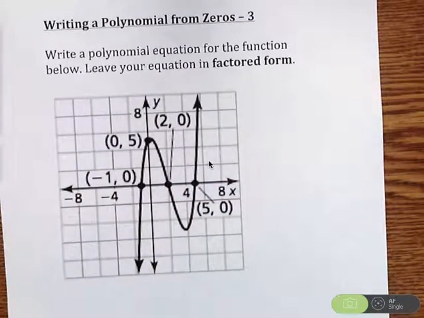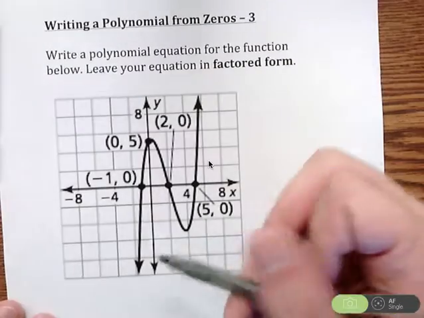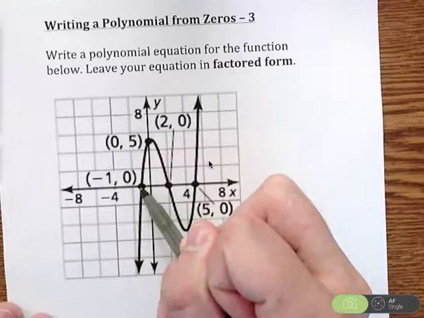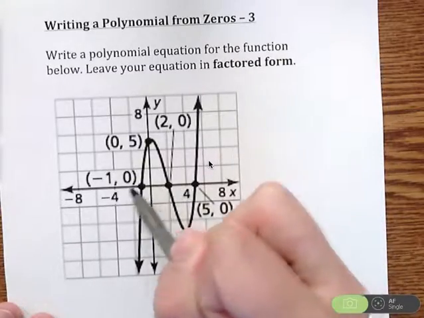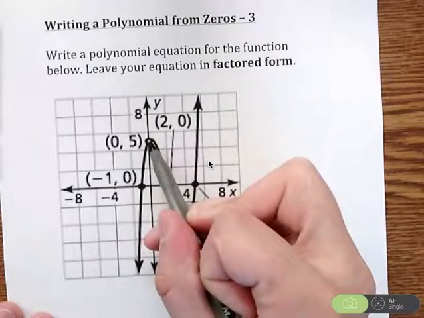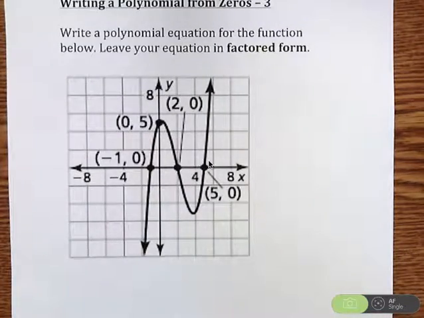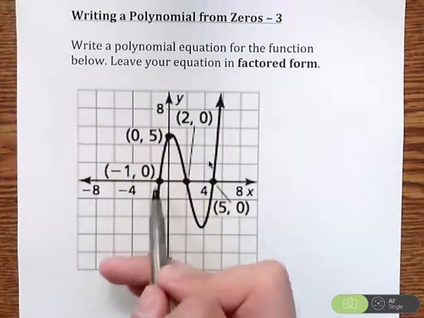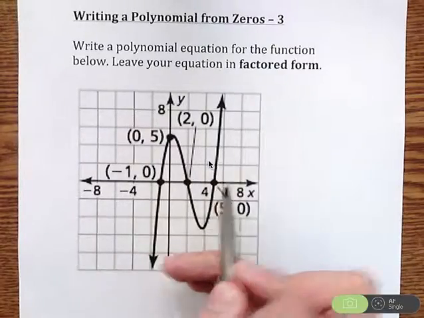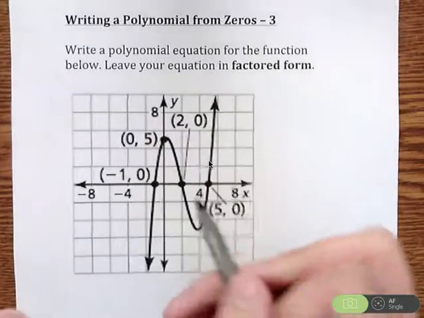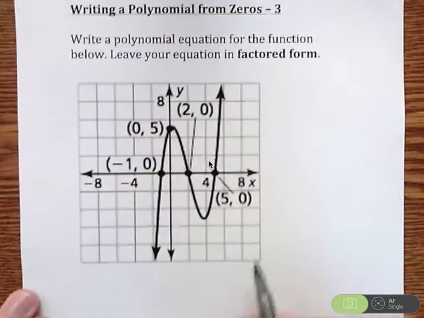So looking at the problem, they give us a whole bunch of information. We have this polynomial, which is that curve right there. We have x-intercepts, 3 of them, and they give us the coordinates for those. And we have a y-intercept. So the important thing to note here is that x-intercepts and zeros are the exact same thing. So when you have an x-intercept, you have a 0.